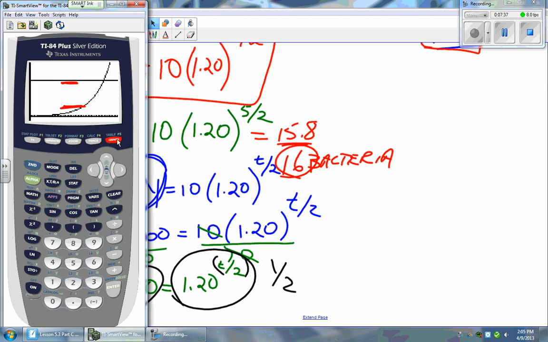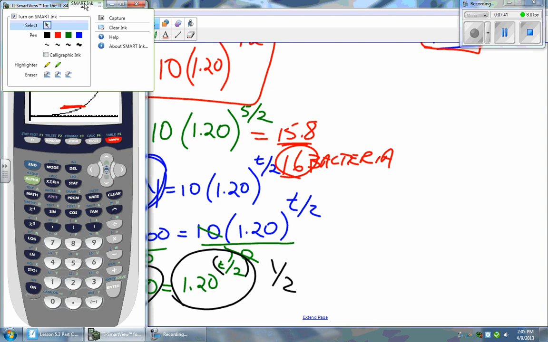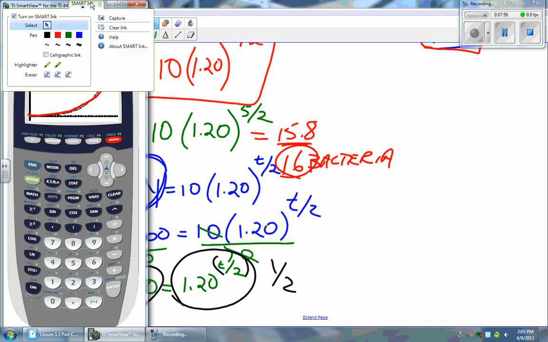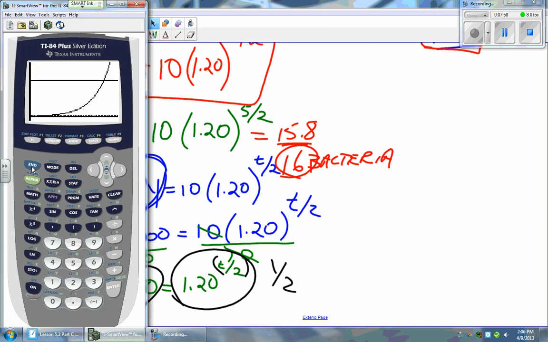Check this out. Let me get rid of this ink here again. Okay, clear ink. Look what I've got. I've got an intersection point right there. There's your intersection point. There's your exponential graph that goes up here. There's your 10,000 bacteria. We want to find where those two are going to hit. So let's go out and figure this out. Second calc, just like we always did. Find an intersect. Here we go.